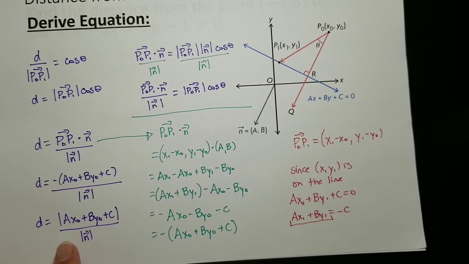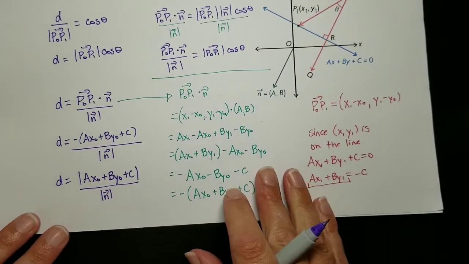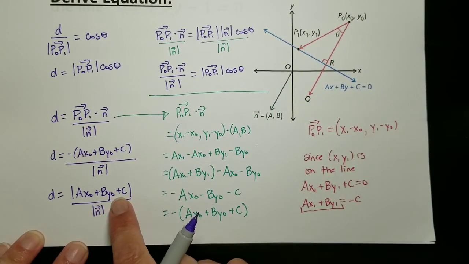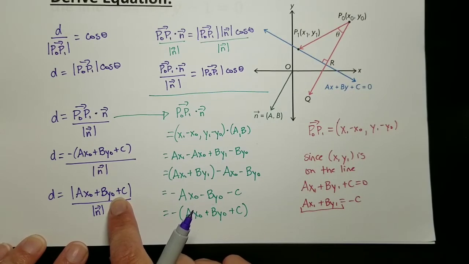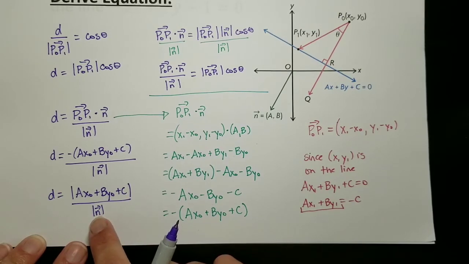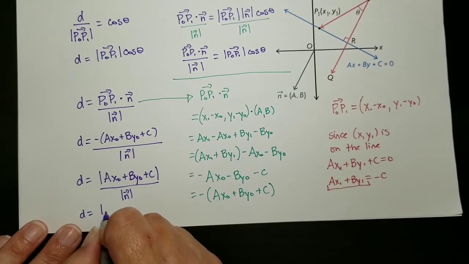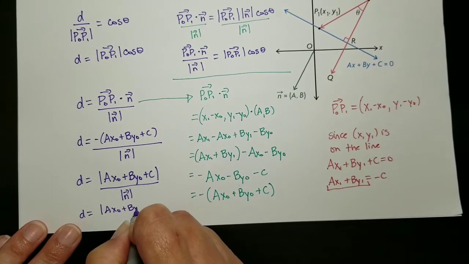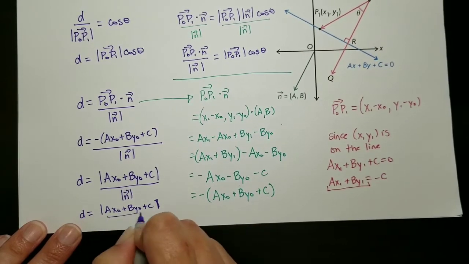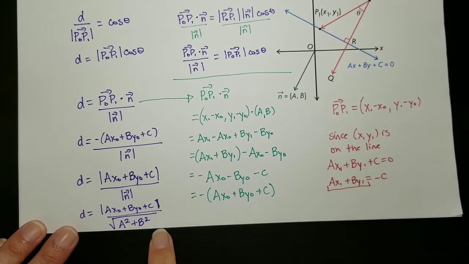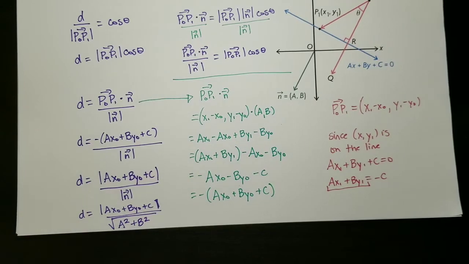So basically, for the distance formula in R2, you're going to be taking the point (x0, y0) and subbing it into the equation of the line as your x and y values, taking the absolute value of that number and dividing it by the magnitude of the normal, which can also be written as the square root of a squared plus b squared. So that's the equation that we're going to use for the distance from a point to a line in R2.